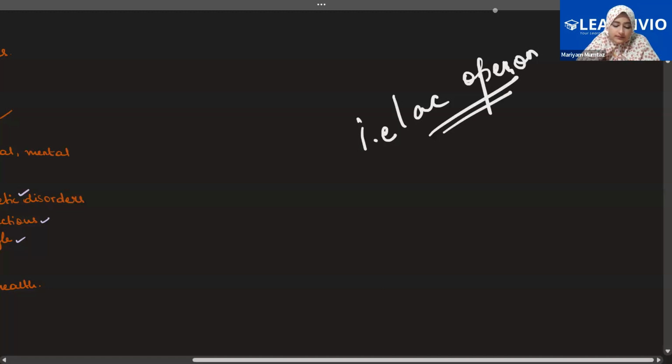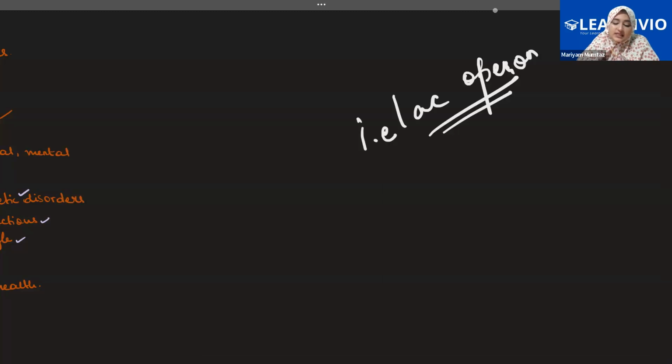Can you repeat after synthesized together? These enzymes are synthesized together in a coordinated manner by a functional unit of DNA, that is the lac operon. Full stop.